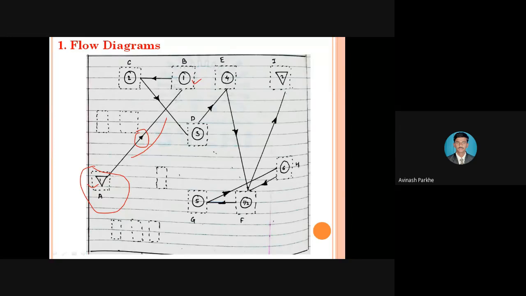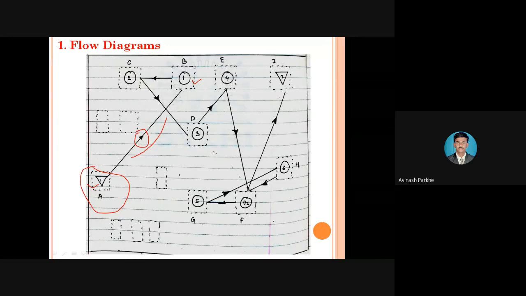Then from point B, it is moving to point C. Again, the arrow is represented, one line is also represented, and this second operation is represented by the 2. Again, from point C, your material is moving to point D. Again, operation number 3 is represented by the circle. Again from point D, it is moving to E. From point E, it is moving to another machine. Again from that, it is moving to another machine.